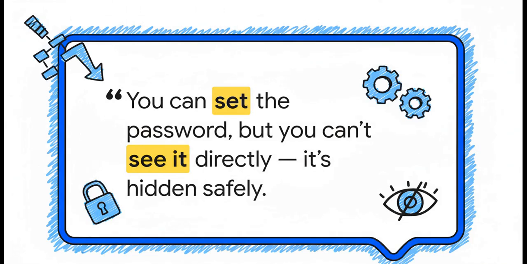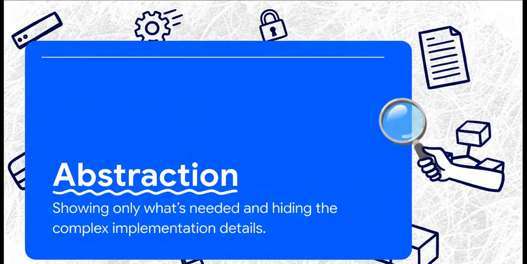Well, it's all about stopping bugs and making things more secure. By hiding that data, we're stopping other parts of our code from accidentally messing with it in ways we didn't expect. This makes our tests way more stable. And that brings us to our final superpower, abstraction.